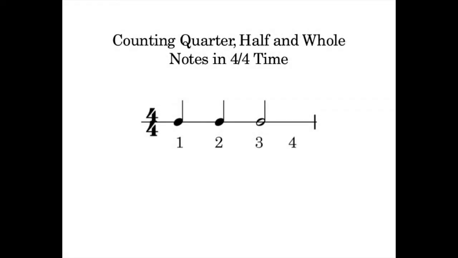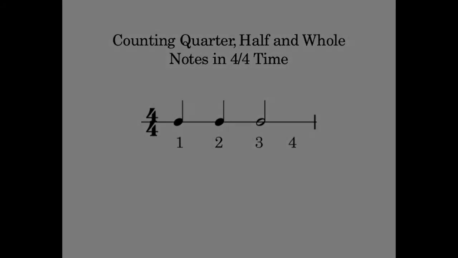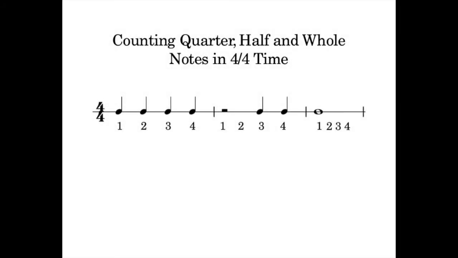For half or whole notes, we keep counting, but we hold each note for however many beats we need. Since a half note gets 2 beats, we would hold the third note in this example for beats 3 and 4. 1, 2, 3, 4. Here is an example with 3 bars. 1, 2, 3, 4. 1, 2, 3, 4. 1, 2, 3, 4.